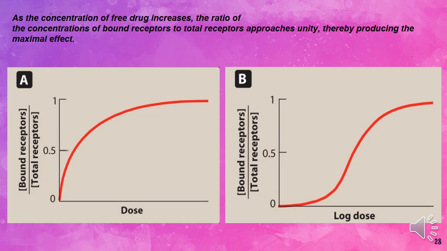So let's see. Bound receptors over total receptors. We have got from threshold effect, we have got the therapeutic effect and maximum effect. And the same thing, when we convert into log, a logarithm, we are getting the sigmoidal curve. So I'm repeating this: as the concentration of free drug increases in the system, the ratio of the concentration of bound receptors to total receptors approaches unity, thereby producing the maximum effect.